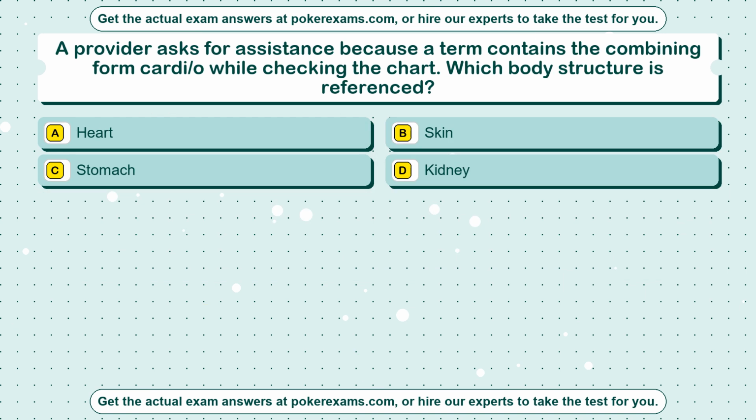Question 65. A provider asks for assistance because a term contains the combining form cardi/o while checking the chart.